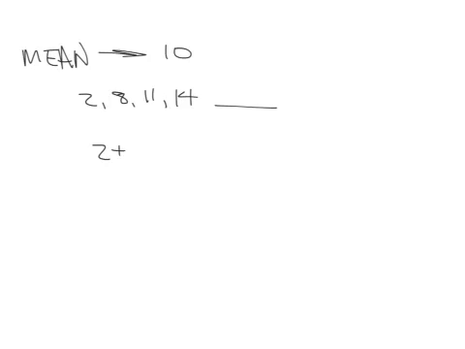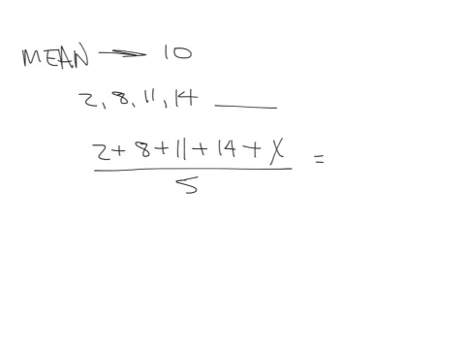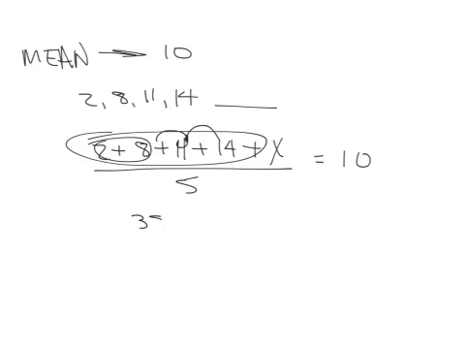We add up the numbers, and there's 5 of them, right? And that's what we're looking for. So we don't know what that is, but we'll just call it x. And we divide it by, there's 5 numbers, we divide it by 5, and that gives me my average, which is 10. So let's add those up. So 2 and 8 is 10, plus 11 is 21, plus 14 is going to be 35. Okay, we can't do anything with that.